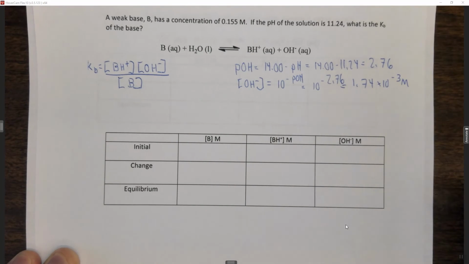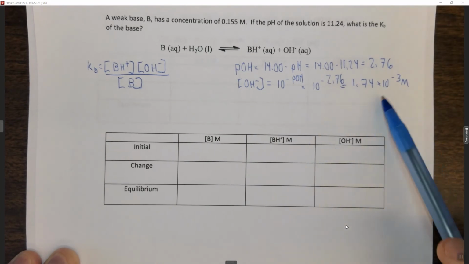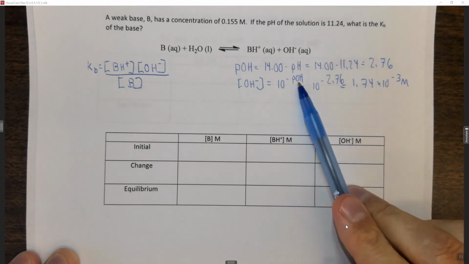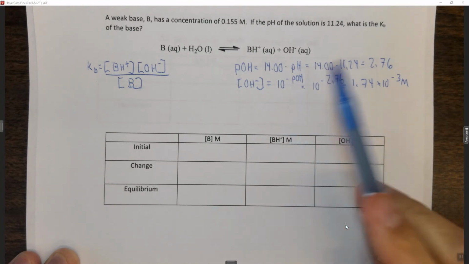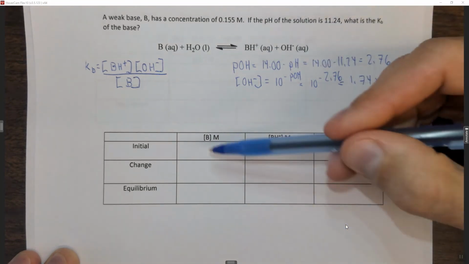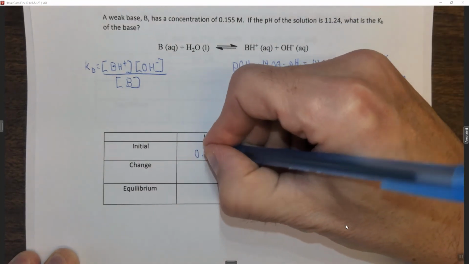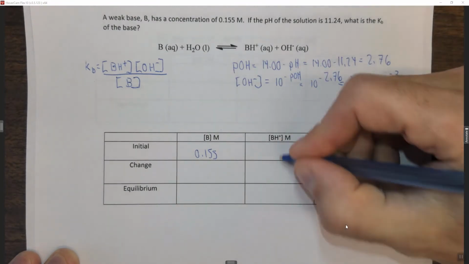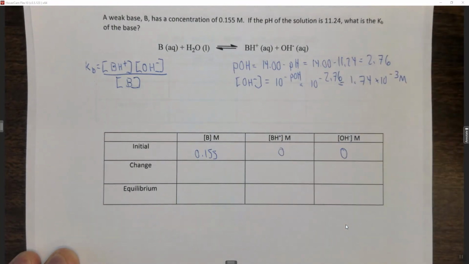So if you haven't already watched the one of these where we did it with an acid, it's a good idea to do that, because I'm going over this relatively quickly since it's basically the same, except instead of using the pH, we're going to use the pOH. All right, now we can fill out our ice table. The initial concentration of B is 0.155 molar. The initial concentration of this is 0, and the initial concentration of this is 0.